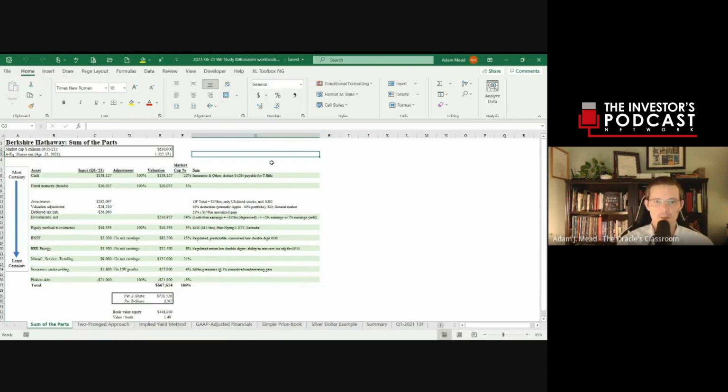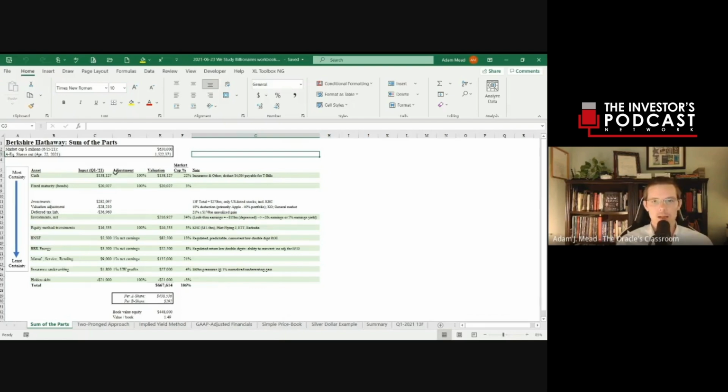And so starting with the sum of the parts, we're breaking up Berkshire. It's a decentralized operation. We're breaking it into these parts and saying, what is each component part worth, and bringing it all back together. So I like to kind of think of this in terms of certainty. And so you have most certain at the top, cash, and then you have some of these other things at the bottom here that are maybe less certain or have at least a little bit more moving parts.